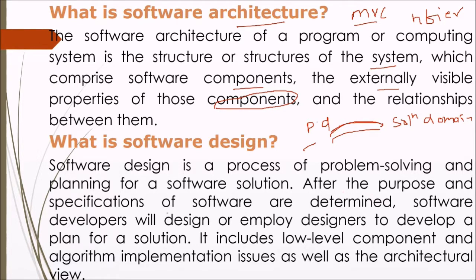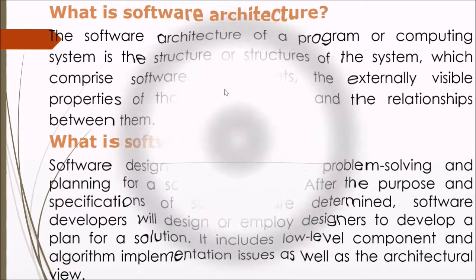And after the purpose and specification of the software are determined, the software developers will design, or employ designers, to develop a plan for a solution. So it includes the low level component and the algorithm implementation. That is, you can make a high level design, then the low level design. This is high level design. So these are the implementation issues as well as the architecture view, because software design includes the architecture design and the data design. All these are included in the software design.